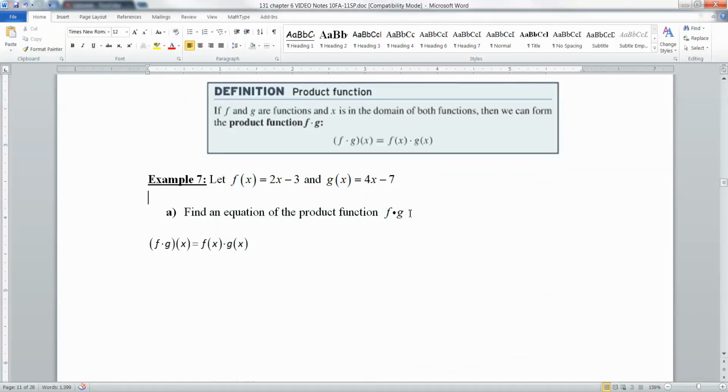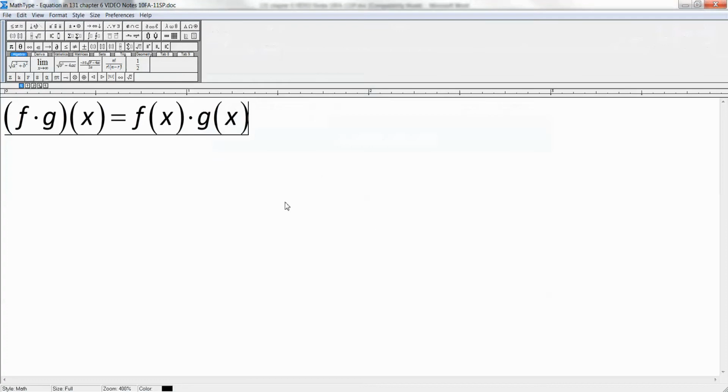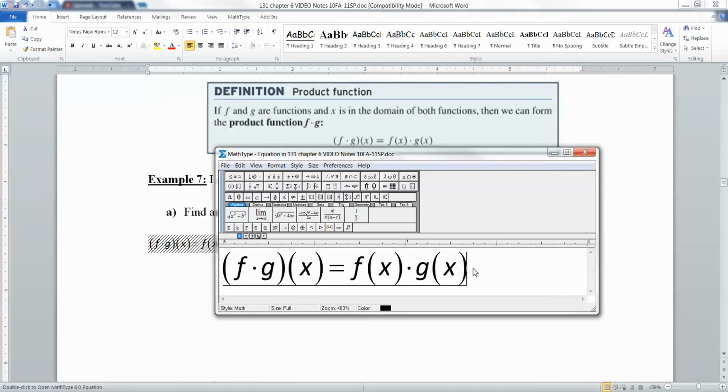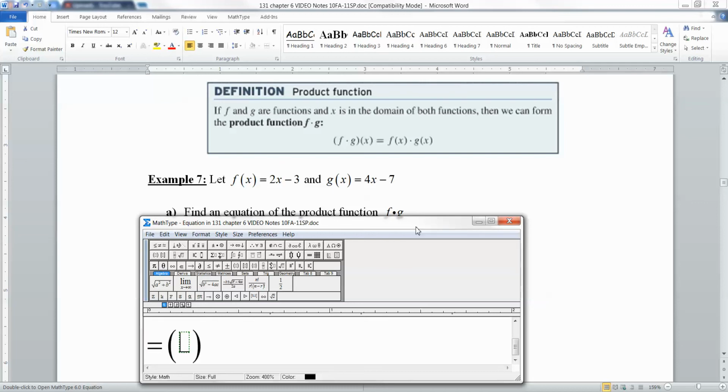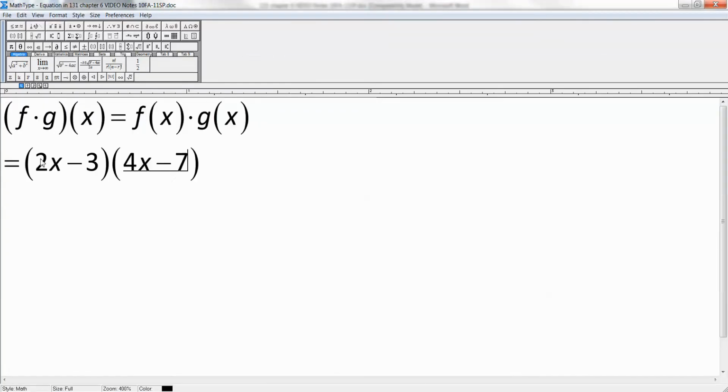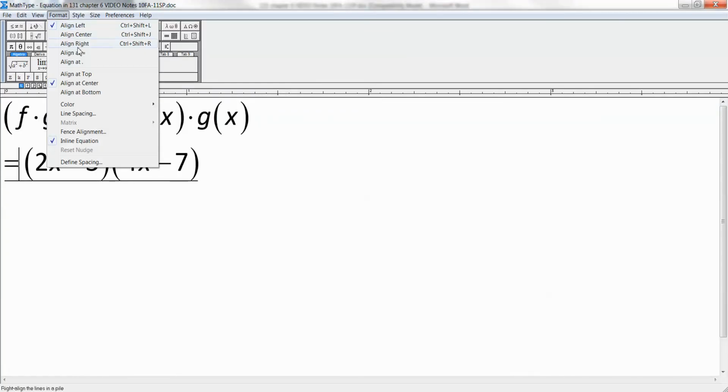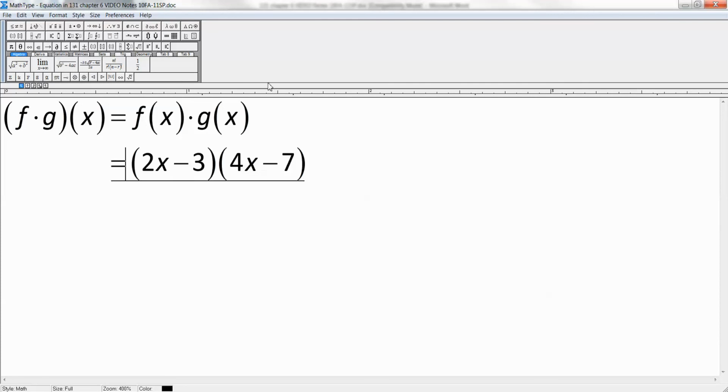All right, so I'm going to find f times g. And that really means I want f of x times g of x. So my f of x is equal to 2x minus 3 times 4x minus 7. There's my f of x times my g of x. Okay, so then I just have to multiply this out, distribute, right?